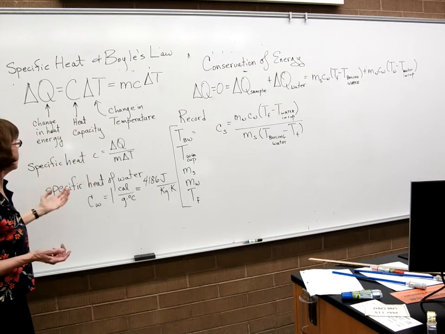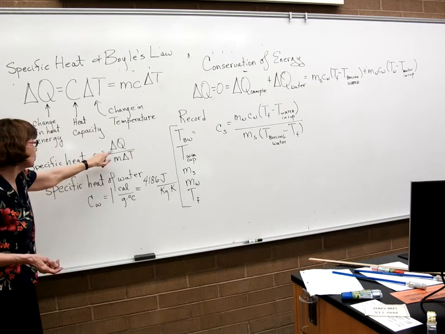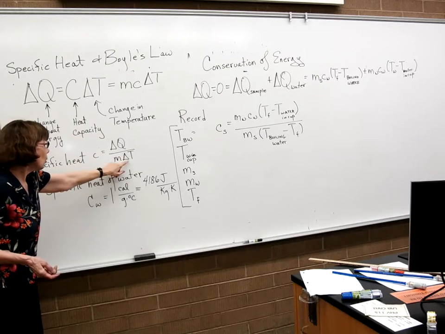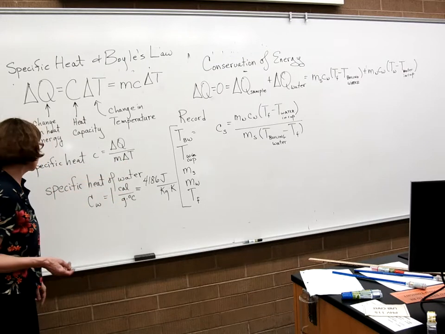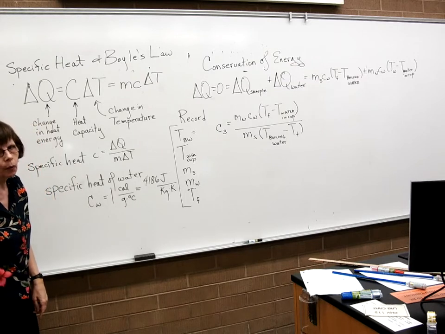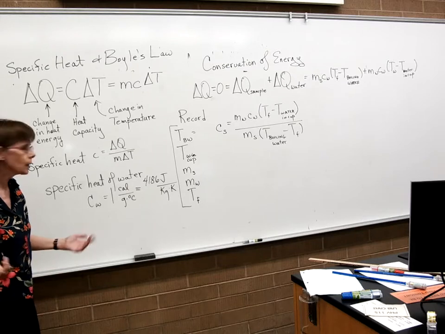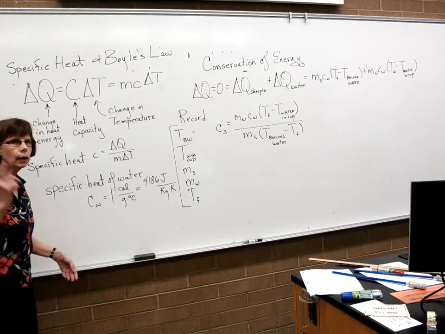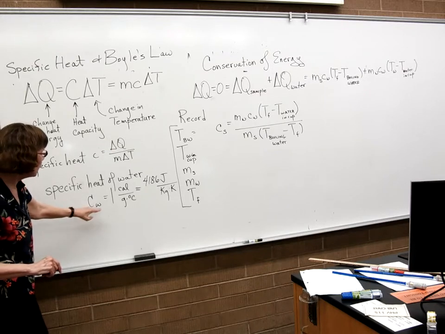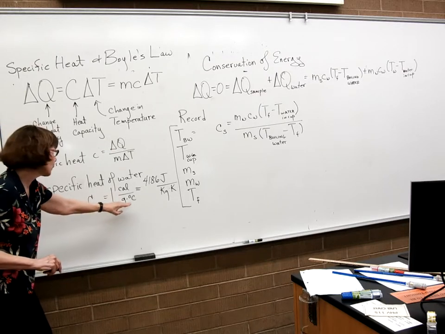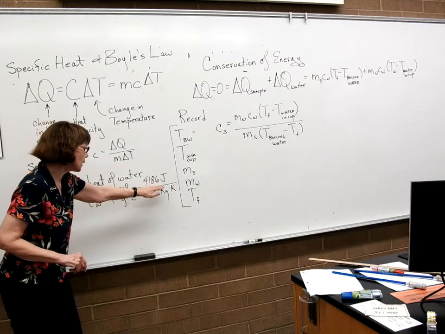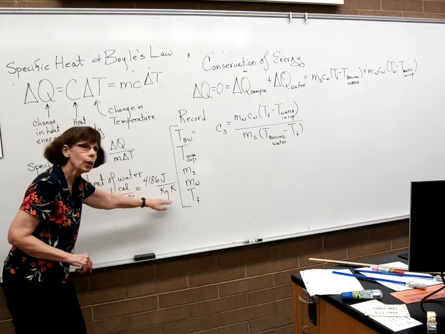So they invented the idea of specific heat, which would be the change in the heat energy over the mass over the change in temperature. And like water, for buoyancy and for fluids, they wanted the number to be 1 for water. So they said the specific heat of water is 1 calorie per gram per degree Celsius, or 4,186 joules per kilogram per Kelvin.